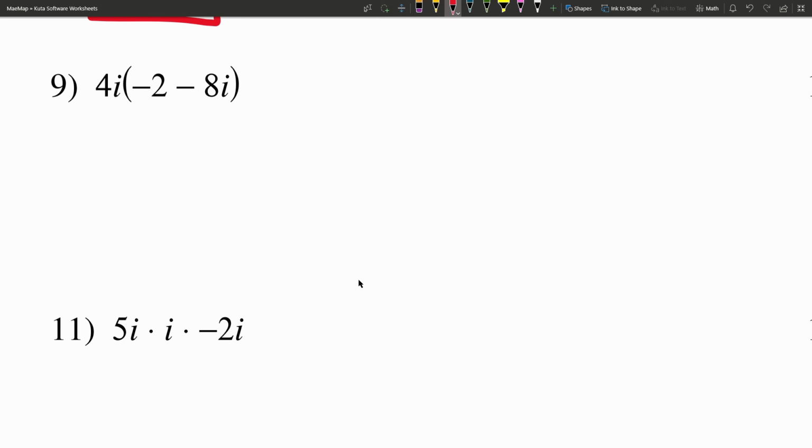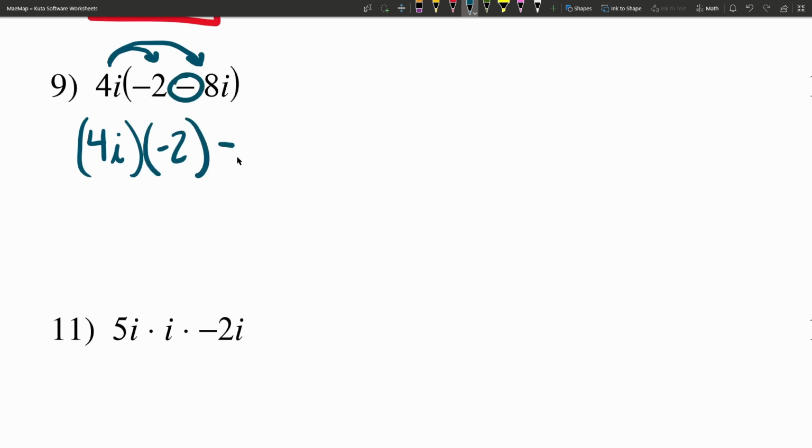In number 9, just like up above in number 7, order of operations matters. So I'm going to distribute this 4i to the -2 and to this 8i that's subtracted. So rewriting this, I'm going to have 4i times -2 minus, leaving that subtraction in between, 4i times 8i.